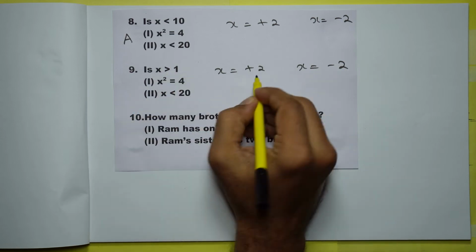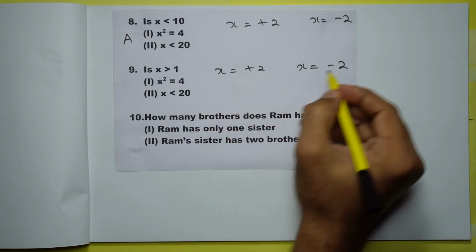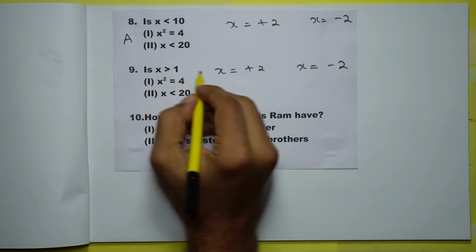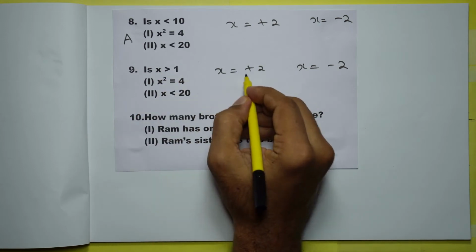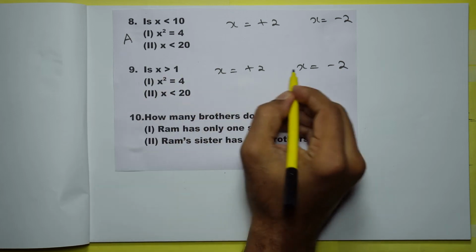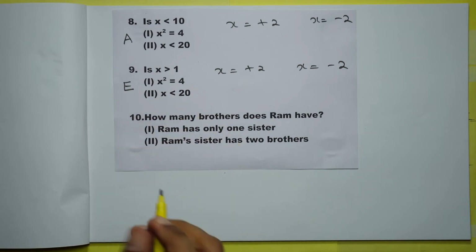Now, is x greater than 1? X may be greater than 1, x may be 2, or x may be less than 1, x may be minus 2. So, is x greater than 1? We don't know. Maybe yes, maybe no. So, even with both the statements, you will not get the exact answer. Maybe yes, maybe no. So, insufficient data E.